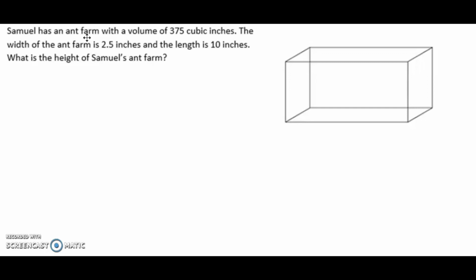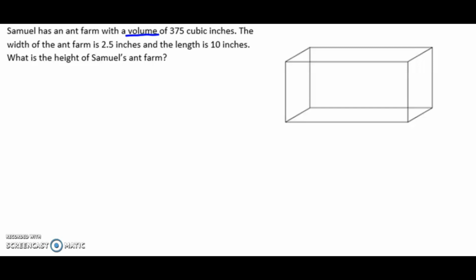Alrighty, so today we're going to look at solving volume equation problems. For example, the first one says Samuel has an ant farm with a volume of 375 cubic inches. The width of the ant farm is 2 and 5/10 inches and the length is 10 inches. What is the height of Samuel's ant farm?